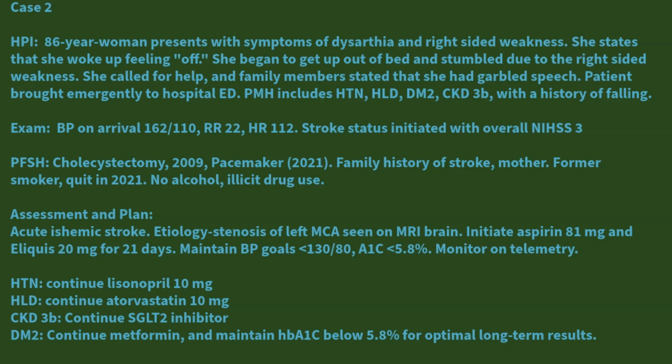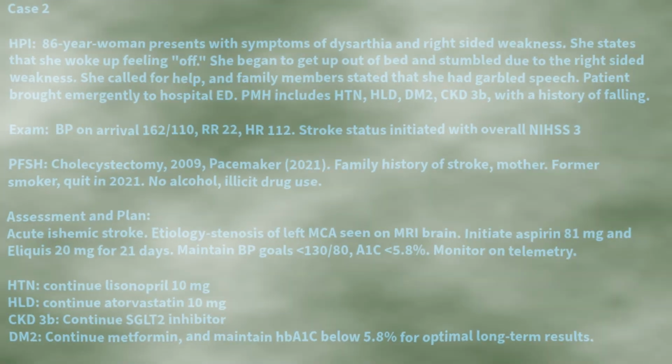And the primary diagnosis under the assessment and plan illustrates that she has had an acute ischemic stroke, and it was caused by stenosis of the left middle cerebral artery, which was seen on MRI of the brain. The provider also lists her other chronic conditions of hypertension, hyperlipidemia, CKD 3B, and diabetes type 2 with the treatment plans which are noted below. So the first thing we're going to do is determine if there are any guidelines that we need to follow. But let's start with that stroke diagnosis code first and see where it takes us.